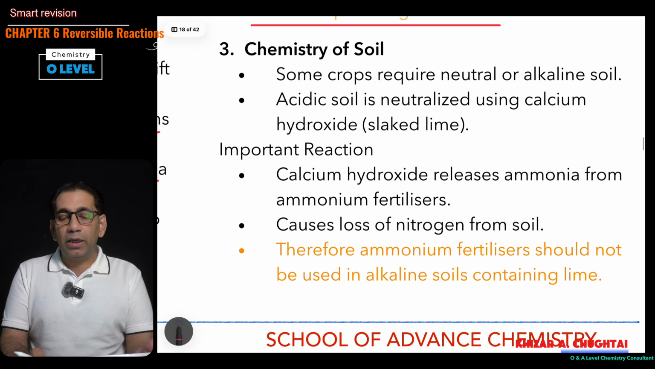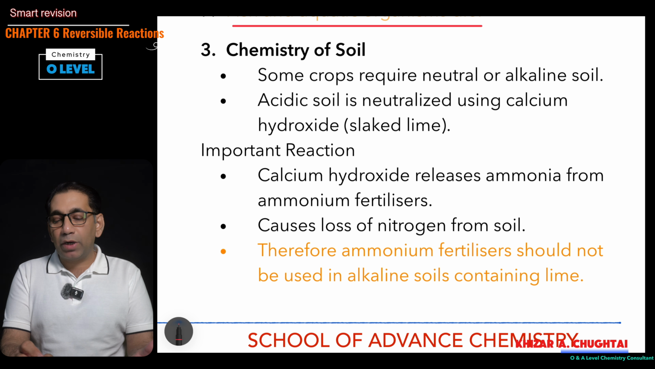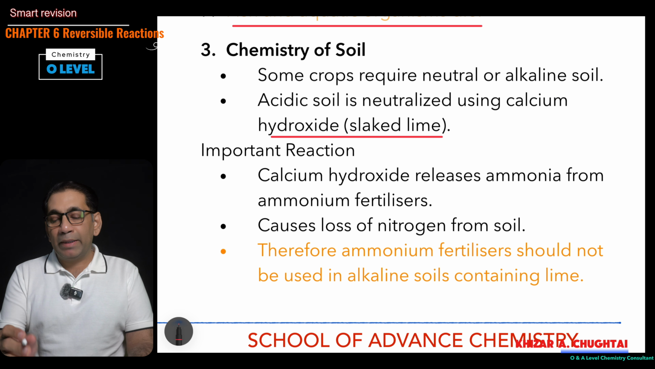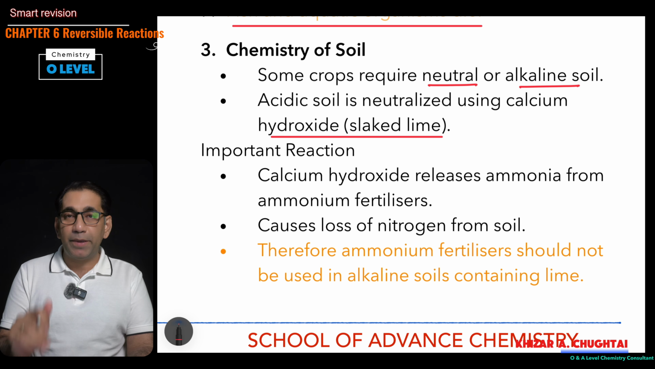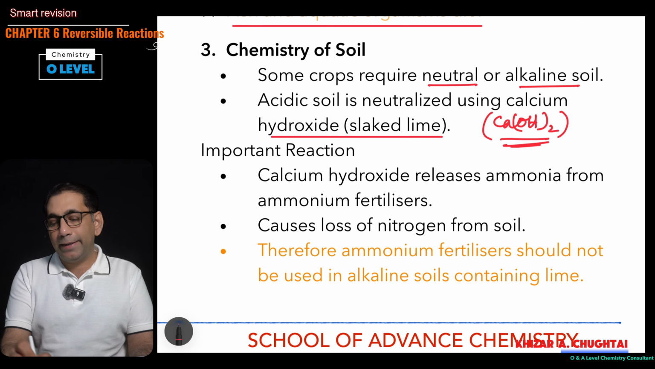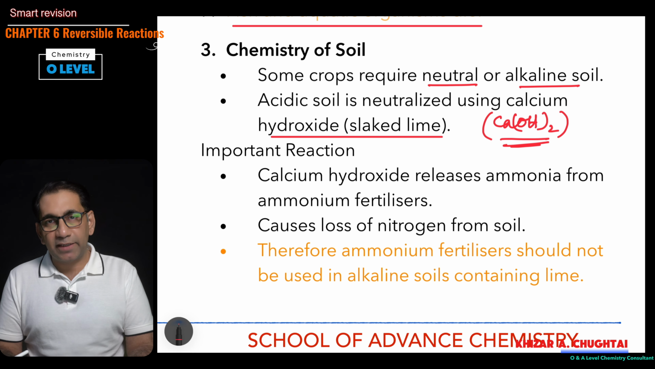Next one is the chemistry of soil. Some crops require neutral or alkaline soil. Acidic soil is neutralized using calcium hydroxide. If your soil is acidic, or if there is acid rain on the soil, then you can neutralize it or make it alkaline. You can make its pH more than 7 by adding calcium hydroxide to that soil. So calcium hydroxide addition will neutralize the acid present in that soil, and it will also increase the pH of the soil.